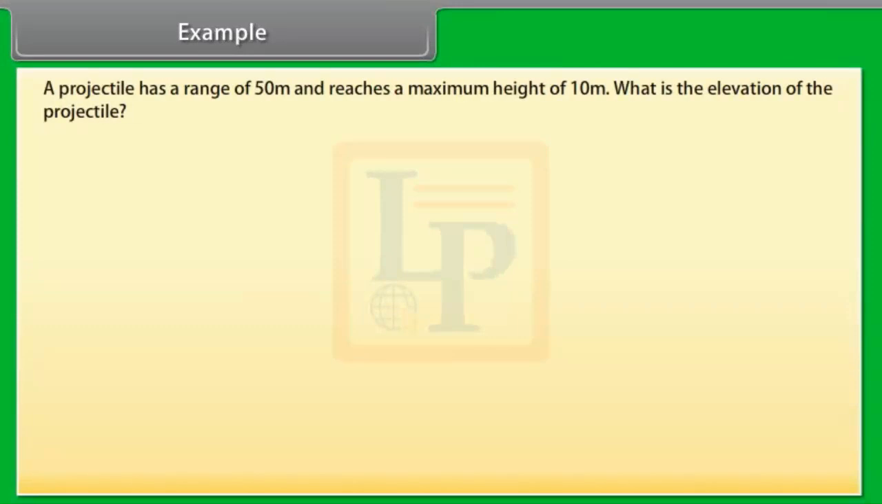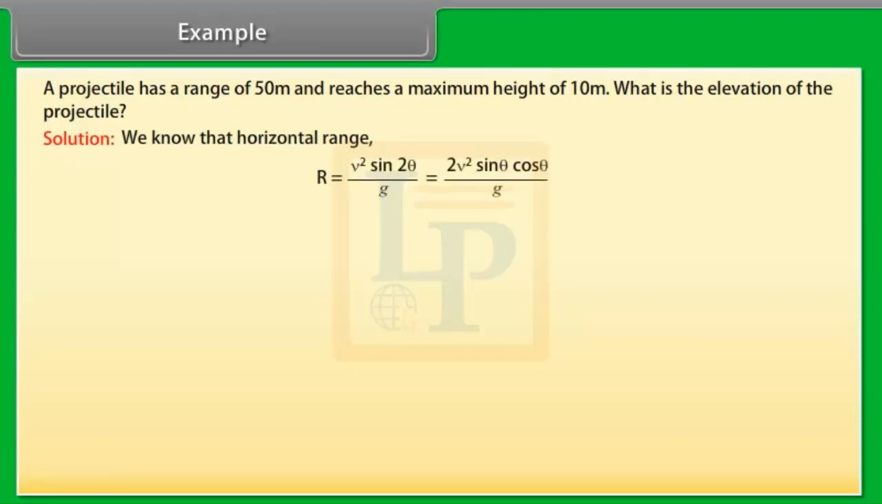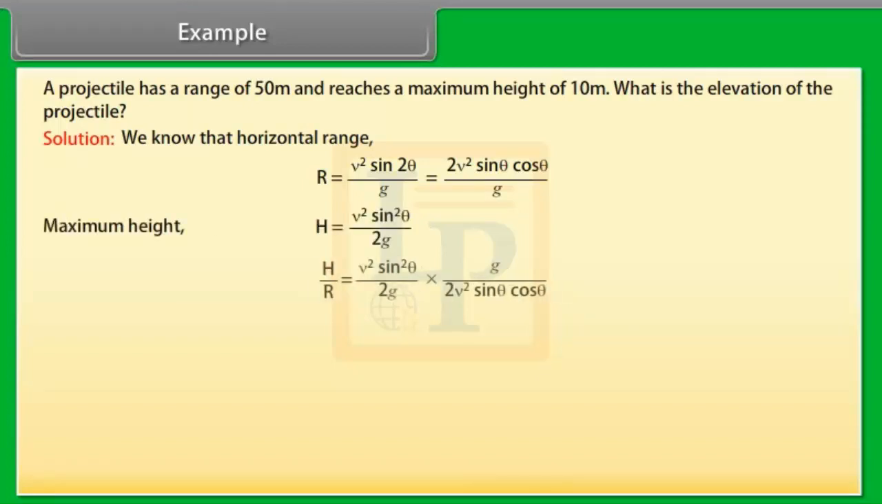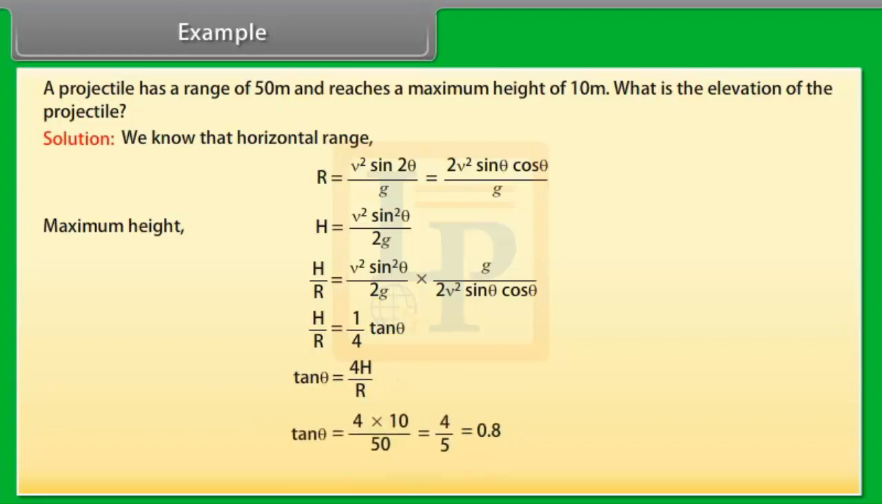Example. Let's take an example of projectile motion. A projectile has a range of 50 meter and reaches a maximum height of 10 meter. What is the elevation of the projectile? Let's see the solution. We know that horizontal range is equal to v square times sin 2 theta divided by g. We derive the relation between height and range, given by h upon r equal to 1 by 4 tan theta. On calculating this equation, we get the value of theta equal to 38.66 degree.